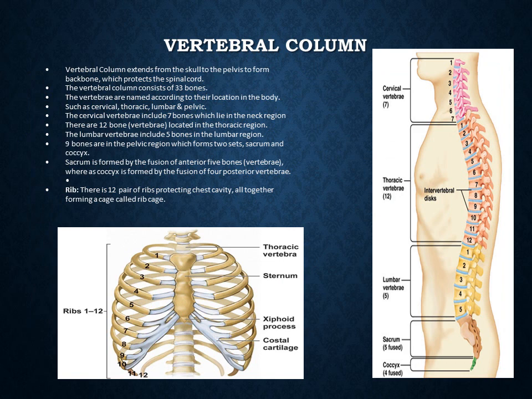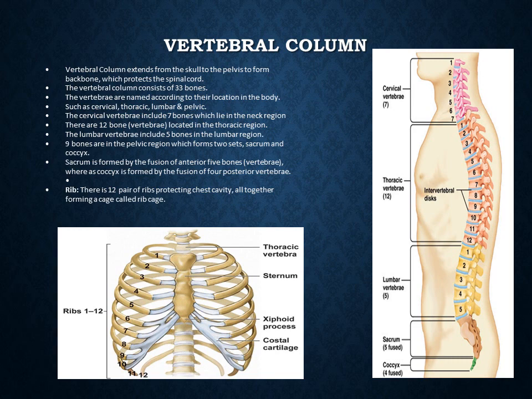Now, the vertebral column. The vertebral column extends from the skull to the pelvis to form the backbone, which protects the spinal cord. The vertebral column consists of 33 bones. The vertebrae are named according to their location in the body, such as the cervical, thoracic, lumbar and pelvic vertebrae.